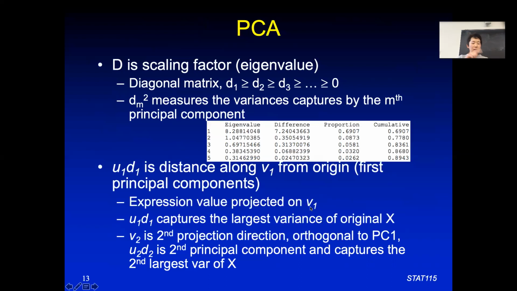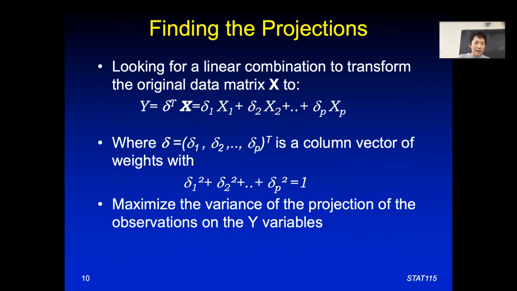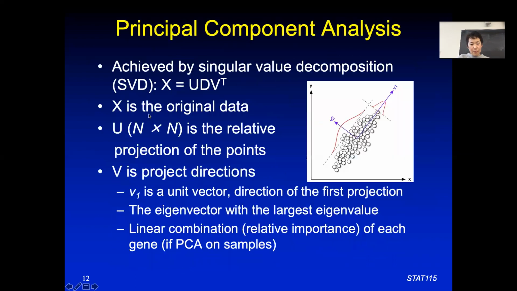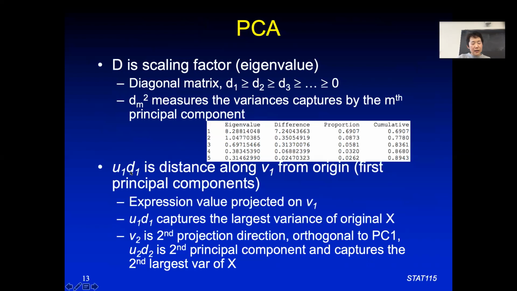Remember, original Y is this thing. Using this projection on each of the genes, previously if you just do this projection, you will get a Y, but if you multiply also by D1, that's the actual projection because you also have the scaling factor. Okay, so V2 is the second projecting direction, which is orthogonal to principal component 1. And V2 D2 is the second principal component and captures the second largest variation of your total data. Okay, so that's principal component.